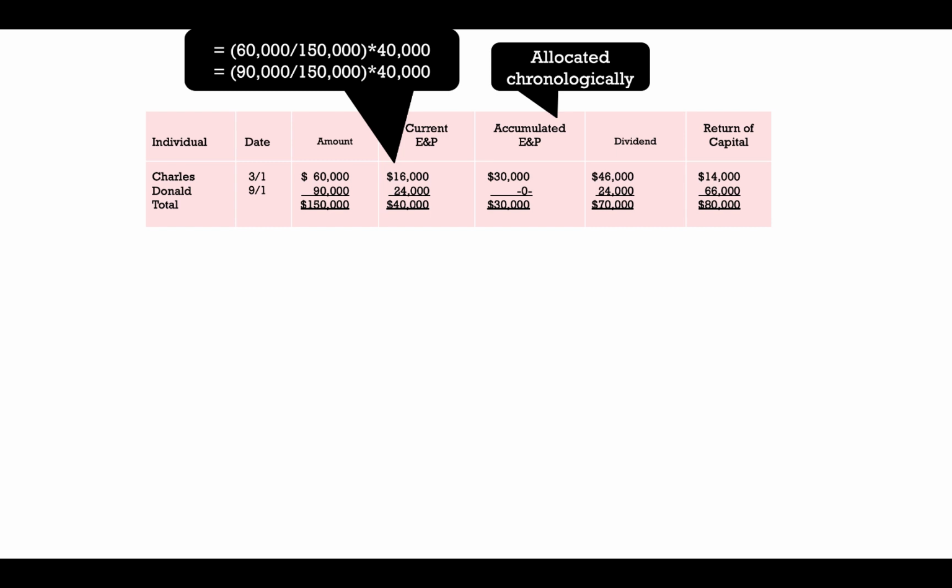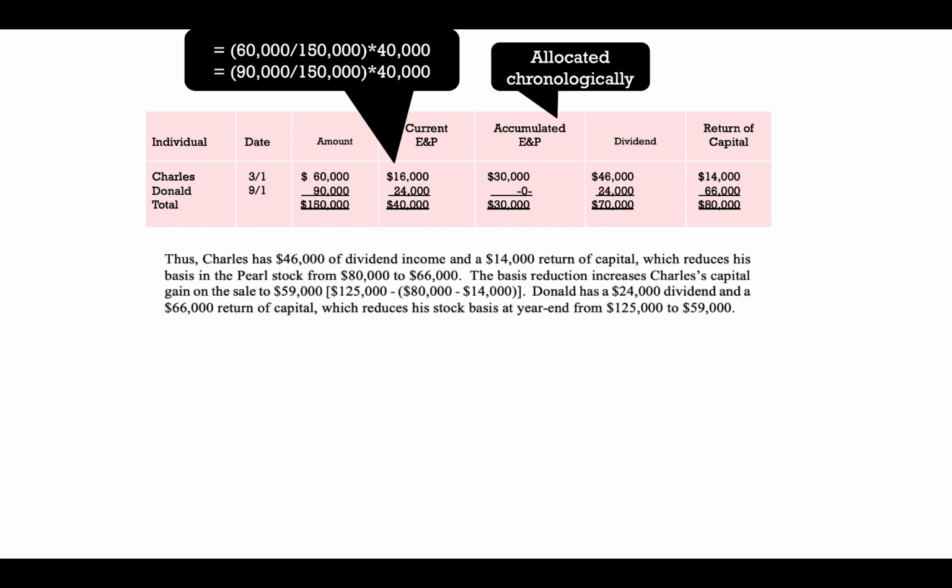For Donald, he is allocated $24,000 of current E&P, but none of accumulated because it's all gone. All right, so his dividend is only $24,000, and he has a $66,000 return of capital. So that is going to reduce his basis. And for Charles, remember he started with a basis of $80,000. That's what he paid for the stock. This transaction reduced his basis by $14,000, so his basis is $66,000. So that reduction in basis is going to increase his gain when he sells the stock.